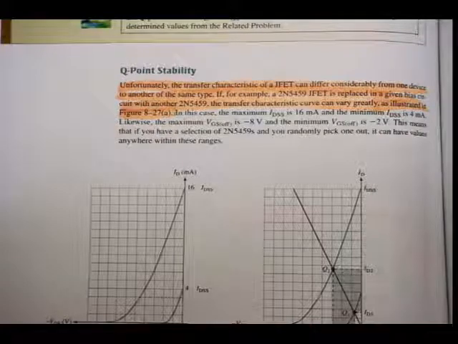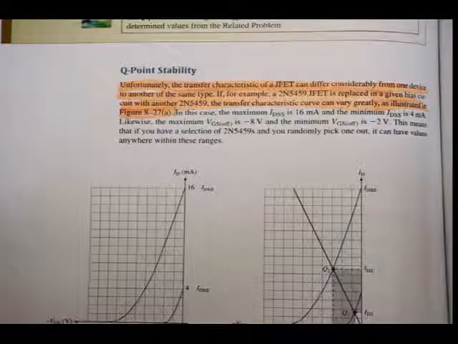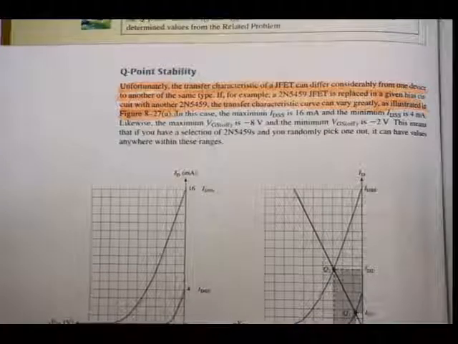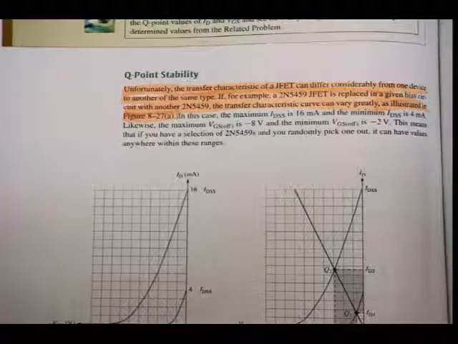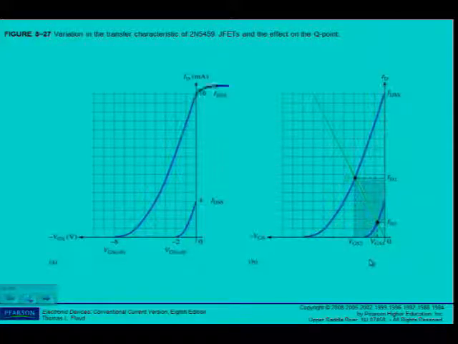If, for example, a 2N5459 JFET is replaced in a given bias circuit with another, the transfer characteristic curve can vary greatly, as illustrated in figure 8.27a. In this case, the maximum IDSS is 16 milliamps. There you can see, it can vary from there to there by just changing the device.